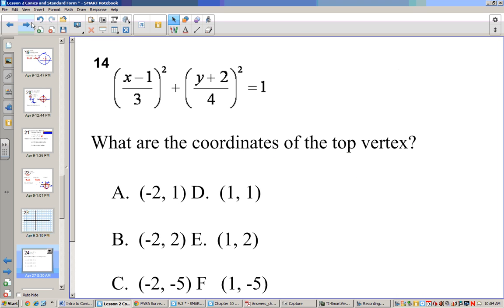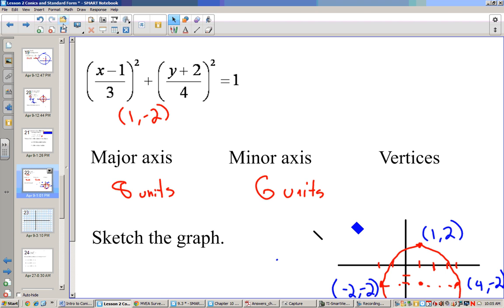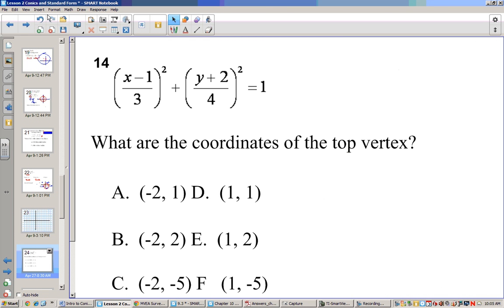All right, so now if we asked what are the coordinates of the top vertex, we just have to look at this, and that's (1, 2), which is E right here.